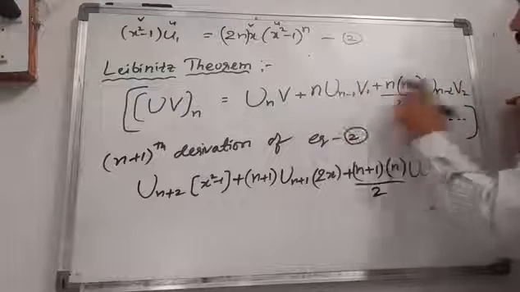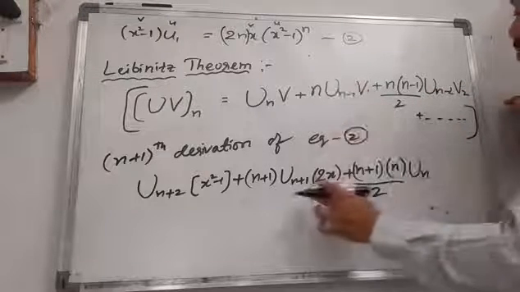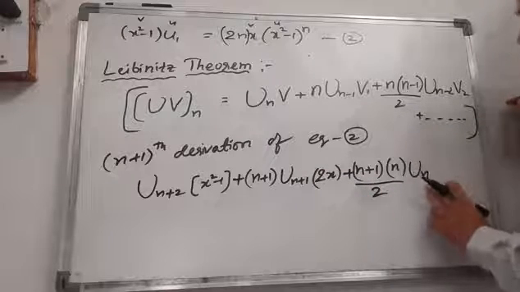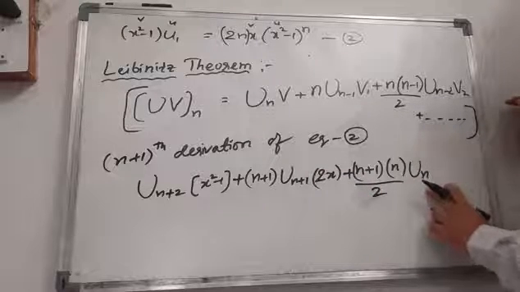It means it is decreased from before function. So before function, the n plus 1 derivative is there, so it is decreased by 1. So u_n you will get. Okay.